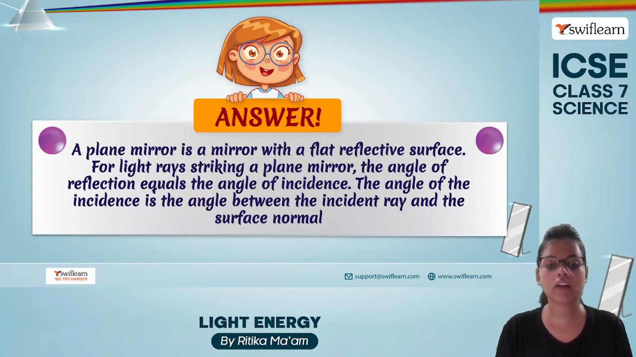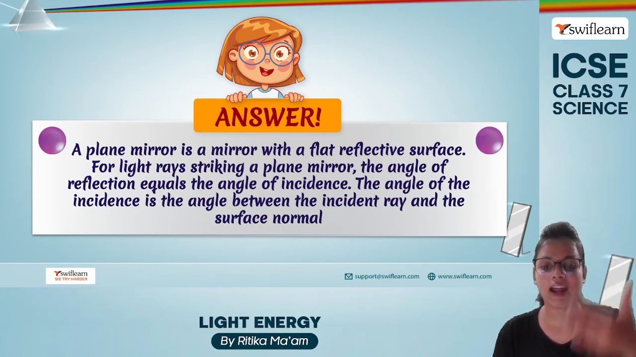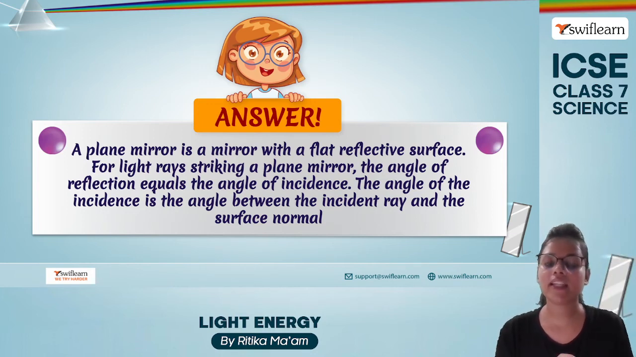What is a plane mirror? It is a mirror which has a flat reflecting surface, and when light rays strike the plane mirror, the angle of reflection is equal to the angle of incidence, and all three, the normal, the reflected ray and the incident ray, lie on the same plane.